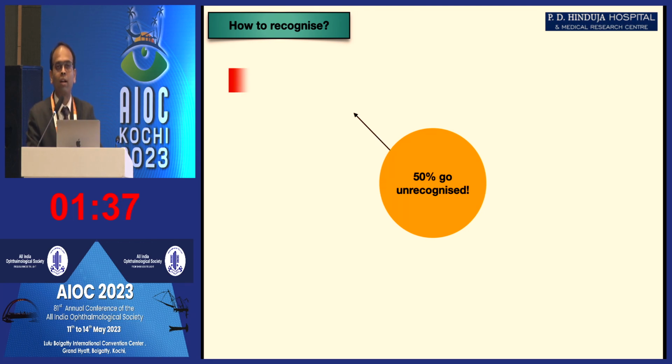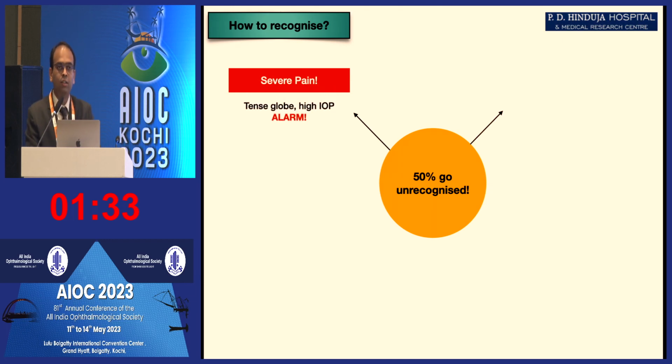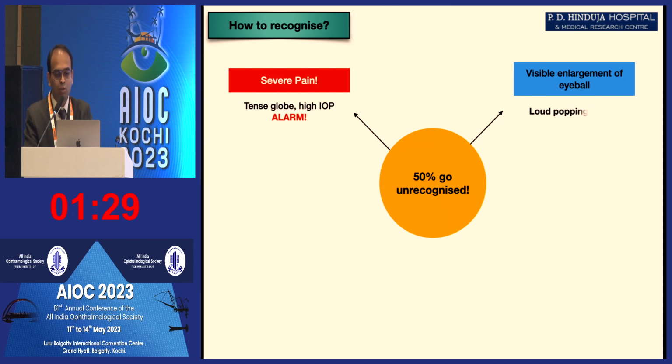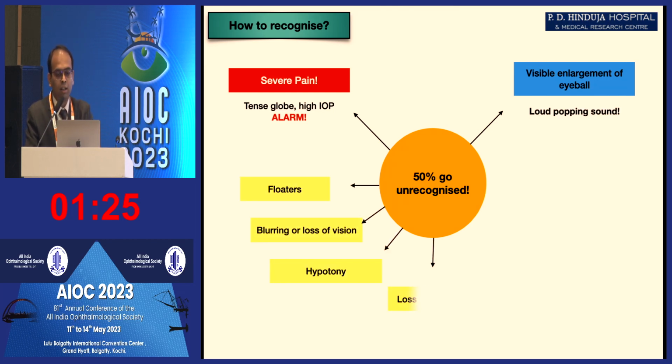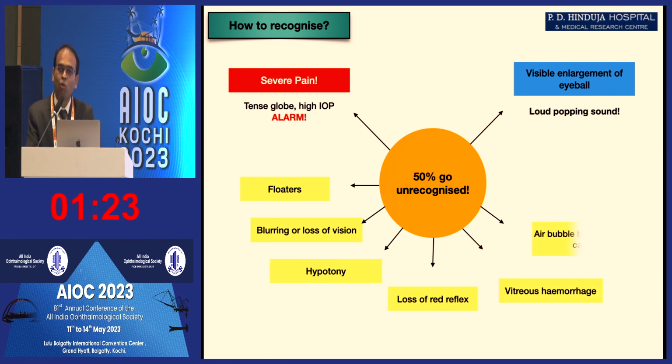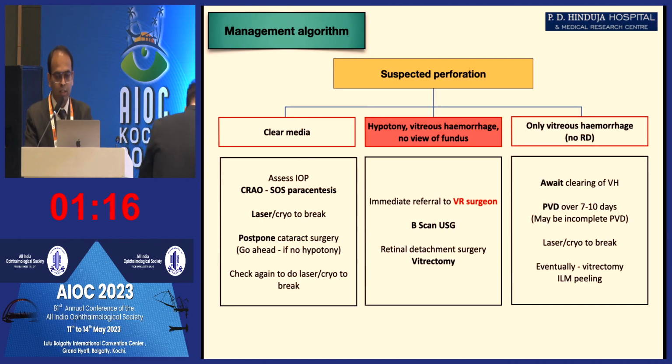So how to recognize? In 50%, there will be severe pain for the patient, so never disregard it. Tense, high IOP should cause the alarm. You can sometimes see the eyeball enlarging, there may be a loud popping sound at times, floaters, blurring of vision, hypotony, loss of red reflex, and a dilated pupil. All these are the factors.